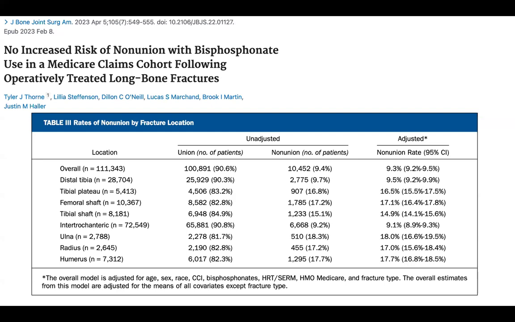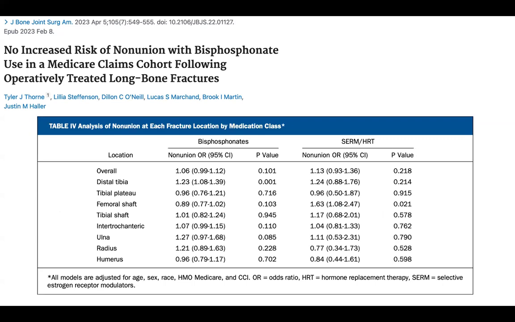So this was a retrospective analysis of Medicare claims from 2016 to 2019, patients over the age of 65, surgically managed, and they looked at CPT and ICD-10 codes. They had 111,000 fractures, and 9.4% of them had a diagnosis of non-union at 1 year. When controlling for race, age, sex, neither bisphosphonates nor the hormonal targets were associated with non-union.